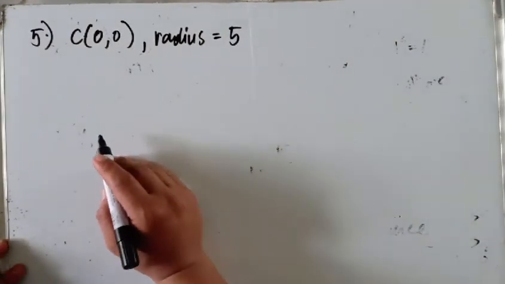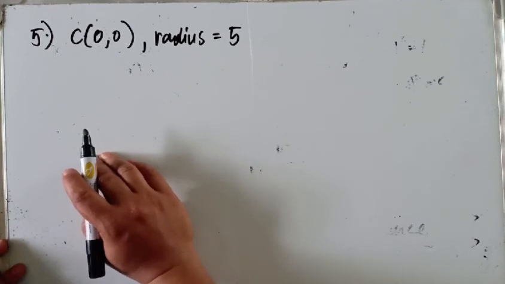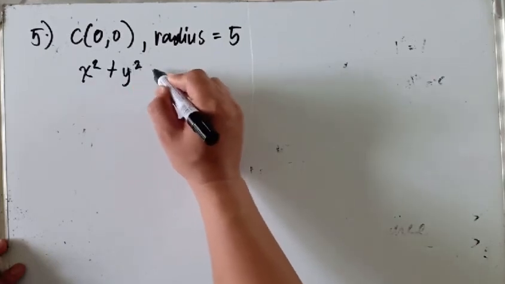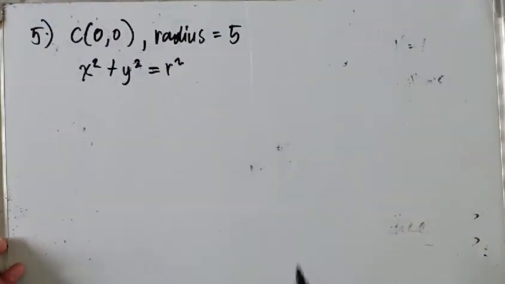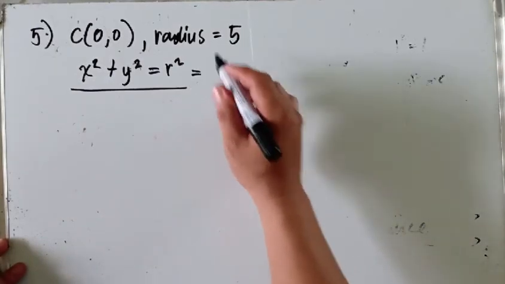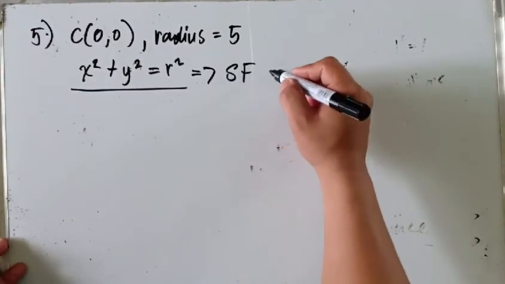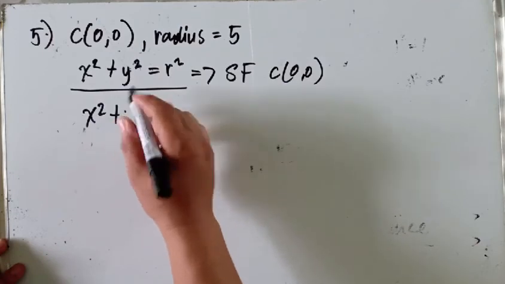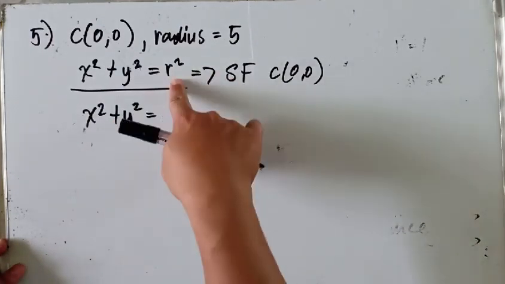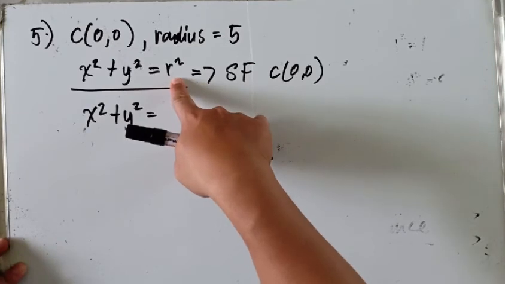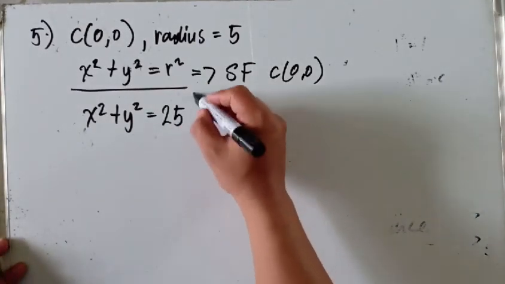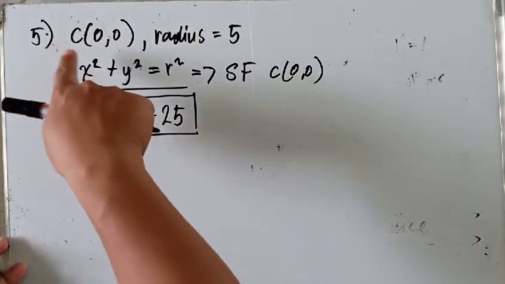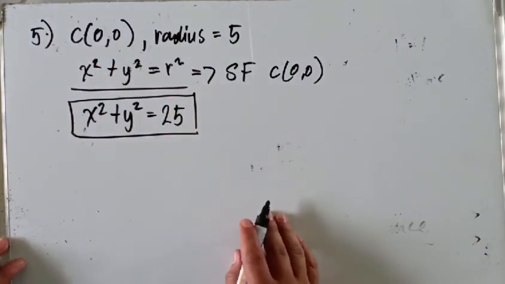So, may I ask you, what is the standard form of a circle with a center of 0, 0? Yes, we have x squared plus y squared is equal to r squared. This is the standard form of a circle with center at 0, 0. Meaning, the only thing we need to change here is the value of the r squared. So what is r squared? It is, yes, 25. So this will be the standard form of the circle with this kind of condition, center 0, 0 and radius at 5.